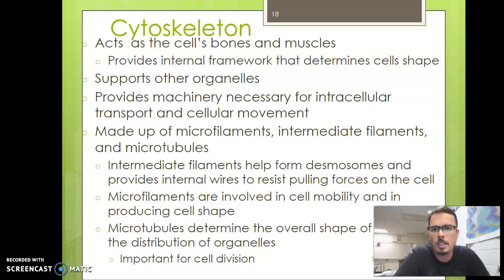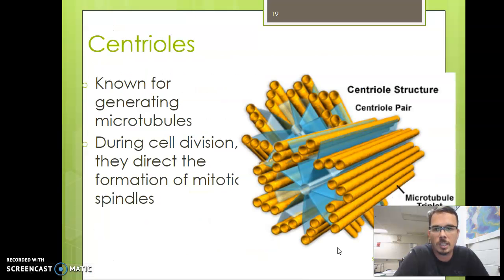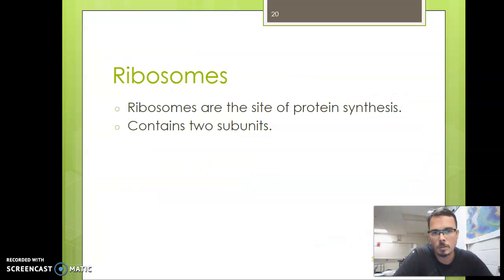The cytoskeleton provides some internal framework that determines the cell shape. So the cytoskeleton just supports other organelles in the shape of the cell. These are centrioles, and they can be found in the nucleus of the cell. They're known for generating microtubules, and these microtubules will basically pull or push the cell apart during cell division, and they direct the formation of mitotic spindles. We already talked about ribosomes. They are the site of protein synthesis, and they're made up of 2 subunits.